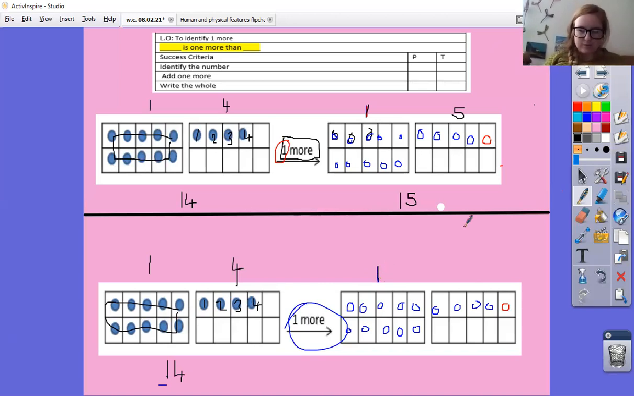Fantastic. How many ones do I have? Let's have a look. 1, 2, 3, 4, 5. Brilliant. 1 ten and 5 ones. All together I have 1 ten, 5 ones. What number is this? It is 15. I've just realised that is the same as the one we've just done, and I apologise for that. I'm hoping it's not going to be the same going forwards.